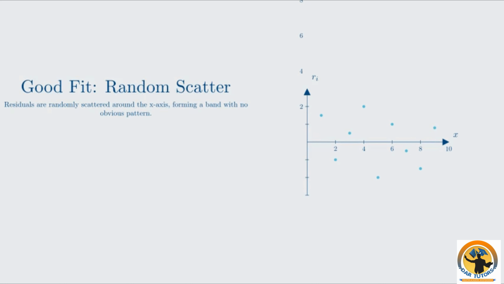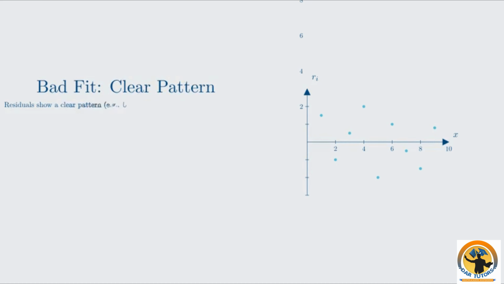In other words, there should be no relationship between the x value and its residual. However, if the residual plot shows a clear pattern, such as a U-shape or a fan shape, it indicates that the linear model is not the best fit for the data. A nonlinear model might be more suitable. For example, a U-shape would suggest a quadratic model.